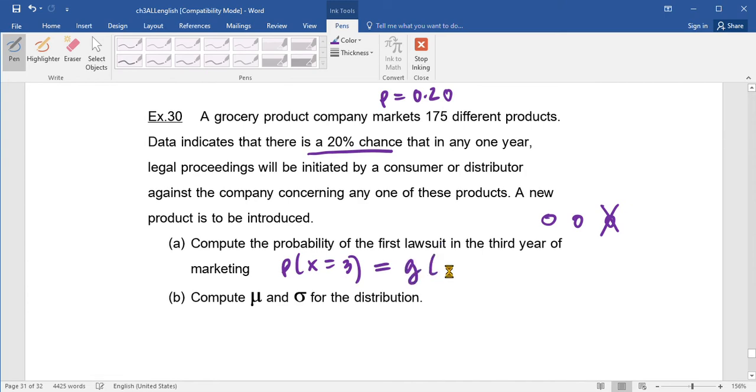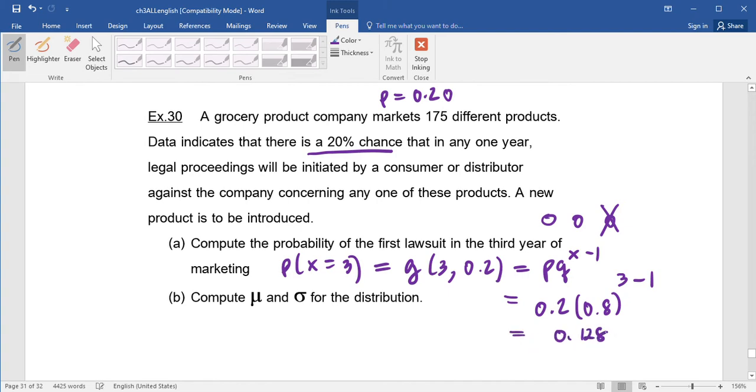Geometric 3. P is 0.2. Right? P times Q to the x minus 1. P is 0.2. Q is 0.8. X is 3 minus 1. Okay? And you have 0.128. There is a 12.8% chance of being sued for the first time in the third year of marketing the product.